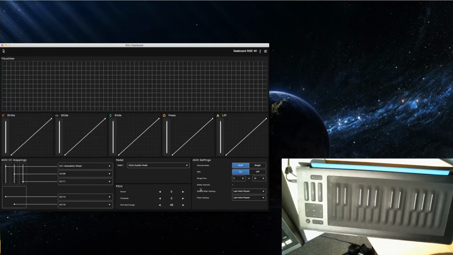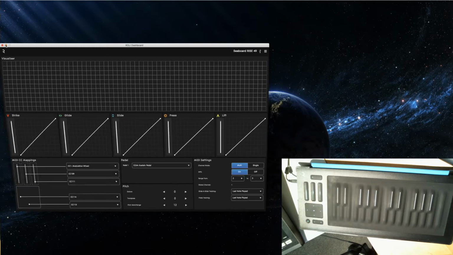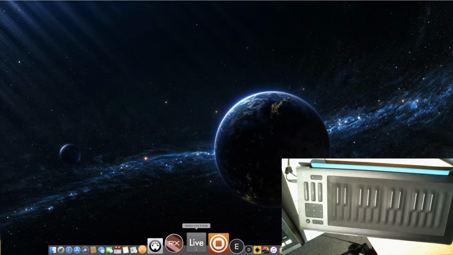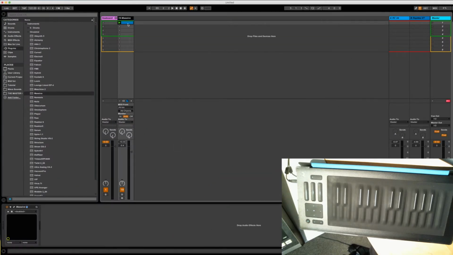This should be our normal setting, and it's almost what we want. The only thing we have to do is the range: the MIDI range is from 2 to 5, and the pitch bend range should be at 12. So let's minimize that and open up Live. The only thing I did was make a pad that is just going like this over and over again.